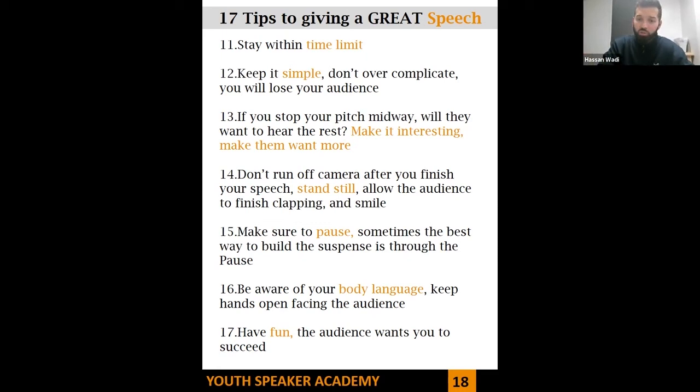Number 15, make sure to pause. Sometimes a pause is the best thing you can do to capture people's curiosity and attention. It doesn't have to be that long, but pause once in a while, right? Between sentences, between paragraphs, between your story and your facts or whatever it is, make sure you pause.